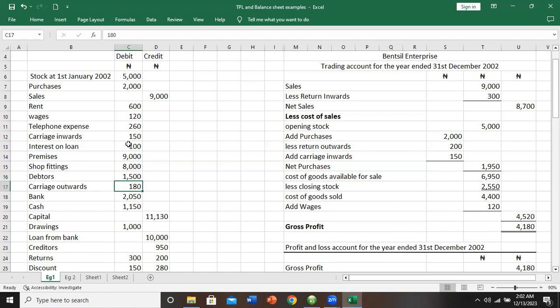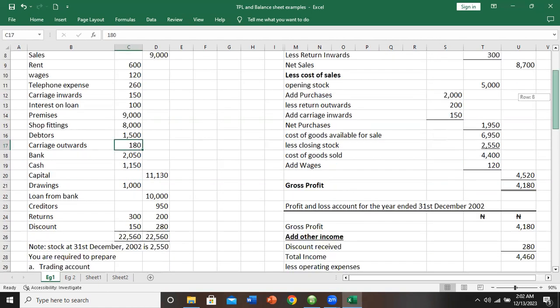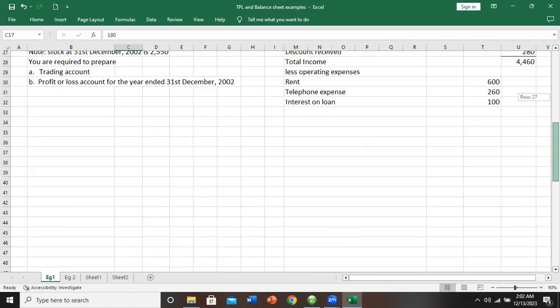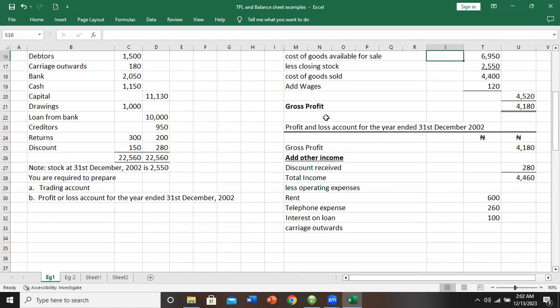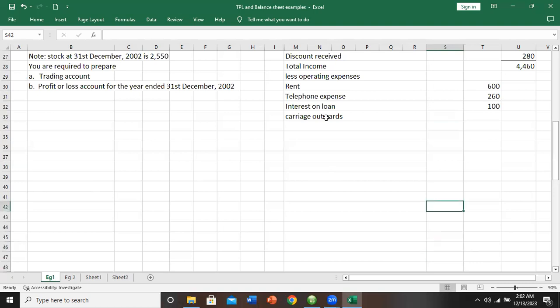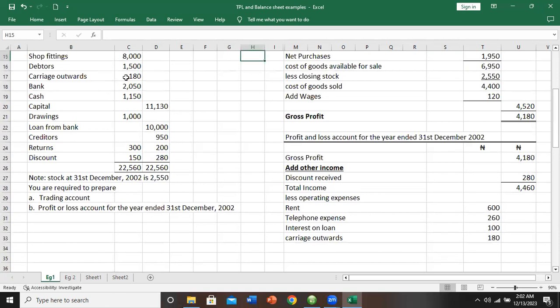Carriage outwards is an operating expense that we need to acknowledge. Carriage outwards, or what we refer to as delivery expense, when you are carrying the goods out to go and sell. So carriage outwards, another expense. Let me check the figure, it is 180. Okay, good. Then the next item, so after carriage outwards, we have bank.